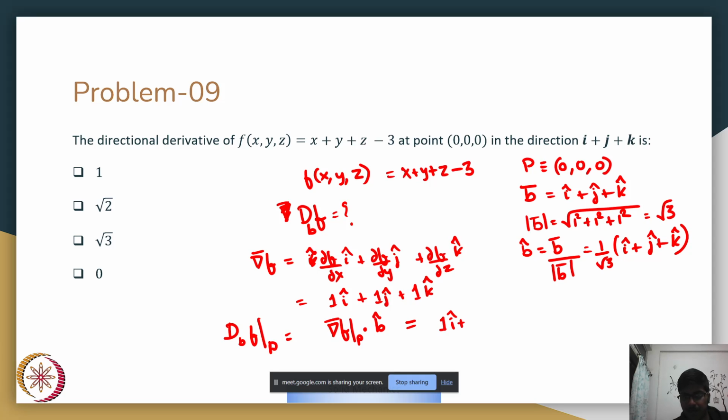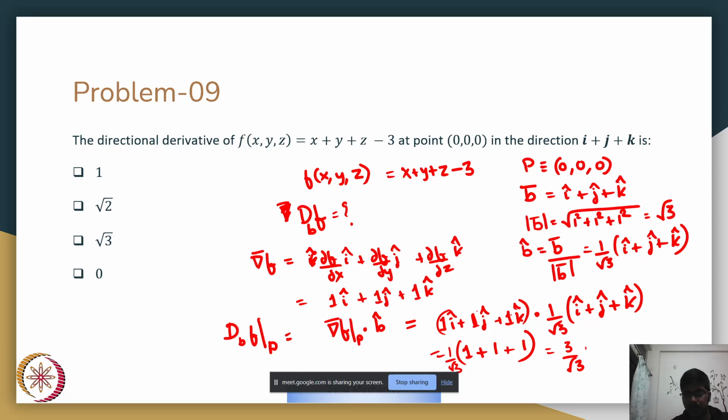So I got 1 i hat plus 1 j hat plus 1 k hat dot 1 by root 3 times i hat plus j hat plus k hat, so it's 1 plus 1 plus 1 by root 3. It's nothing but 3 by root 3, which equals root 3. Okay, so this gives us the directional derivative at the given point for the function in the given direction.